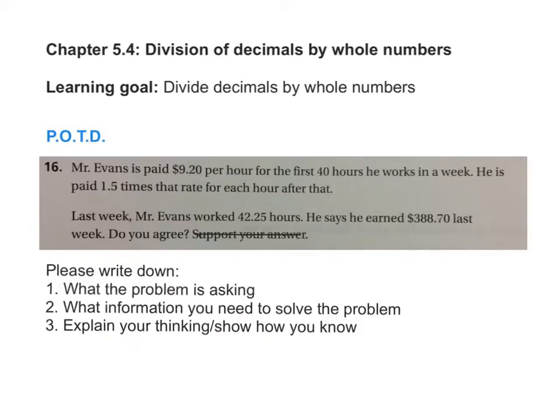Okay? When we divide decimals by whole numbers, which is going to be the dividend? The decimals or the whole numbers? Which one's going to be the dividend? Siddharth? The decimals. The decimals, which means our divisors are going to be whole numbers. That's right. Okay.